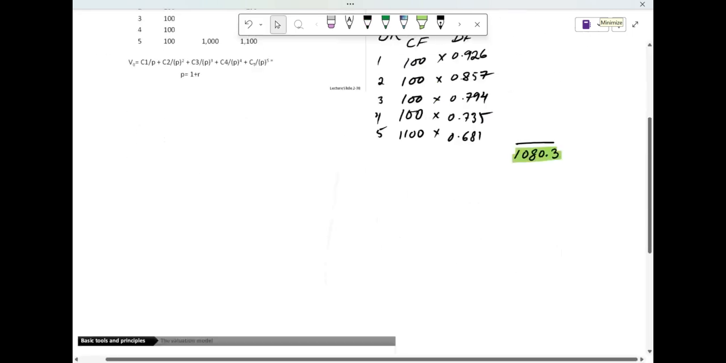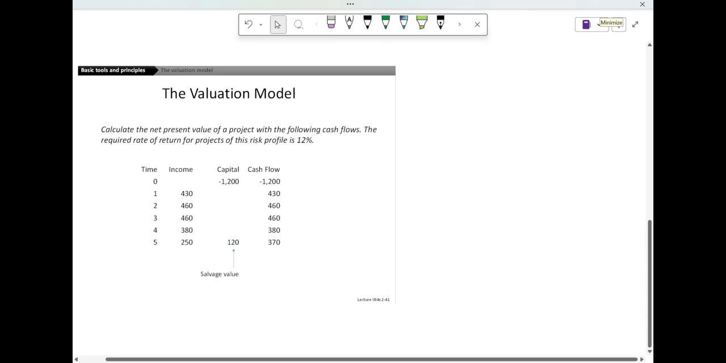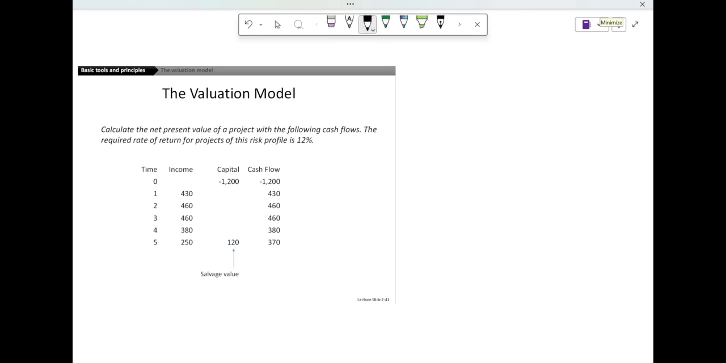Now in the second example, I'm going to show you how to calculate the net present value. In this example, you can see that the investment is £1,200. If you invest £1,200 today, over the 5 years, you will be receiving 430, 460, 460, 380, 250, and 120. So in the last year, you will be able to sell this project and you will receive 120 pounds towards it. That is the salvage value or the scrap value.